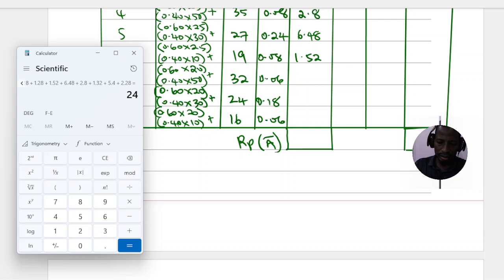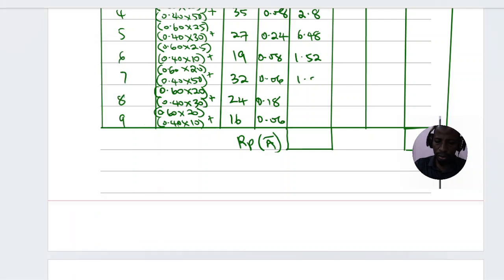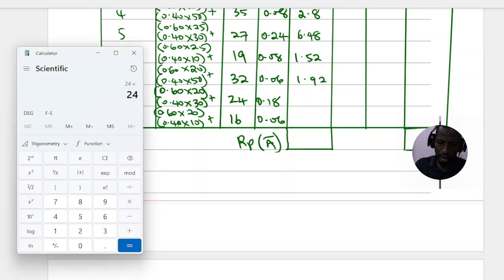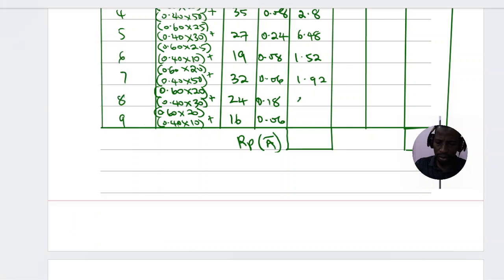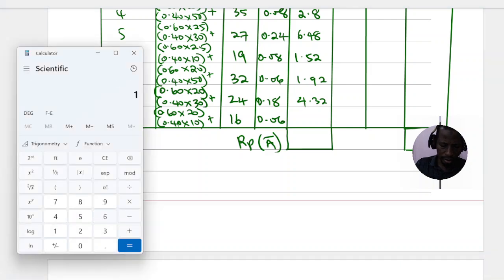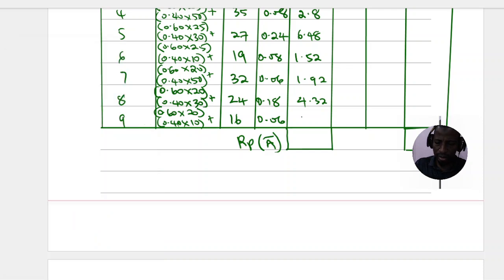I would then say 32 multiplied by 0.06, that's 1.92. Then 24 multiplied by 0.18 equal to 4.32. Then 16 multiplied by 0.06, that's 0.96. So if you add it up, we should have the same thing as 27 now.